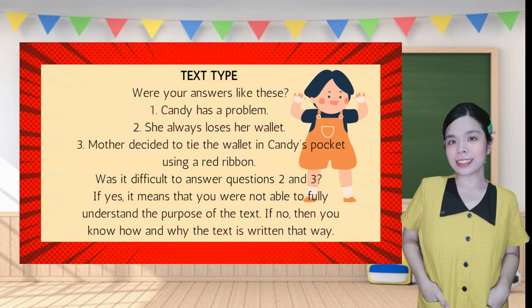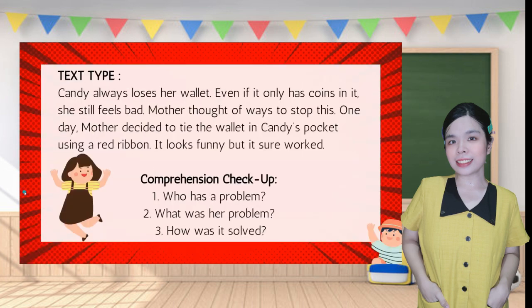Was it difficult to answer questions 2 and 3? If yes, it means that you were not able to fully understand the purpose of the text. If no, then you know how and why the text is written that way. So in this paragraph, the problem is that Candy always loses her wallet. So the solution, her mother tied it in her pocket with a ribbon.